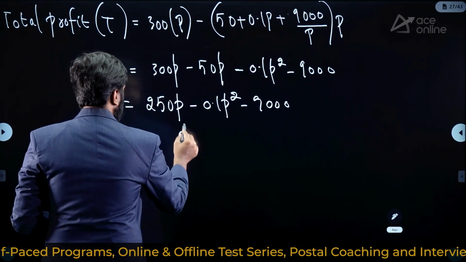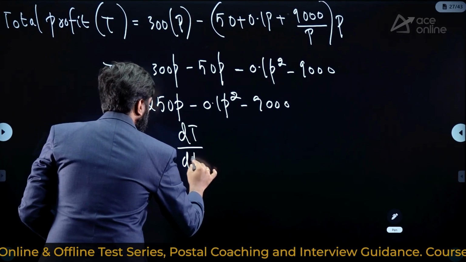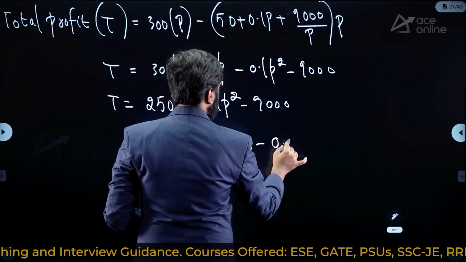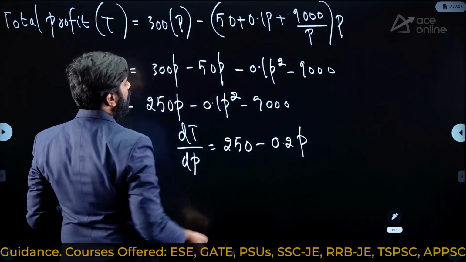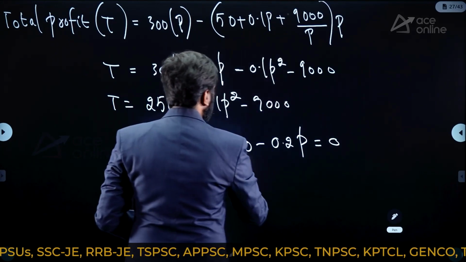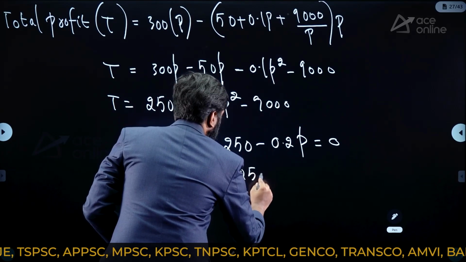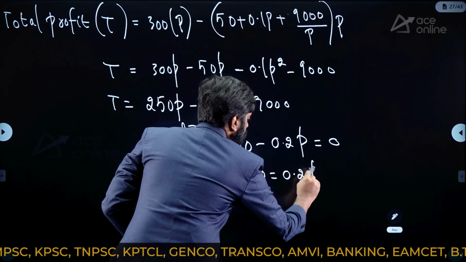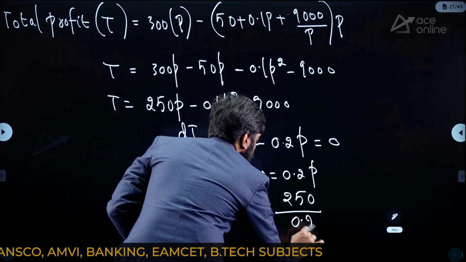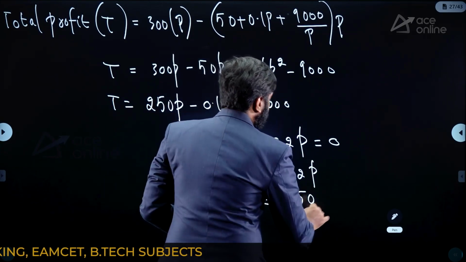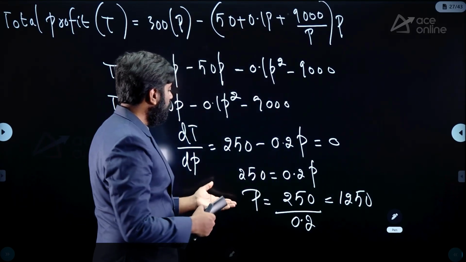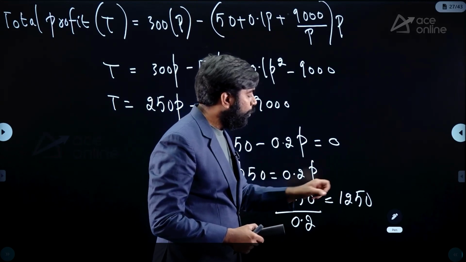So what's the derivative? dT by dp is 250 minus 0.2 into p, because the p square derivative is 2p, so 2 gets multiplied. You have to equate this to 0. If you equate this to 0, 250 equals 0.2 into p. What is the value of p? It is 250 by 0.2. After cancellation, you get 1250. So we got a stationary point, p equal to 1250.